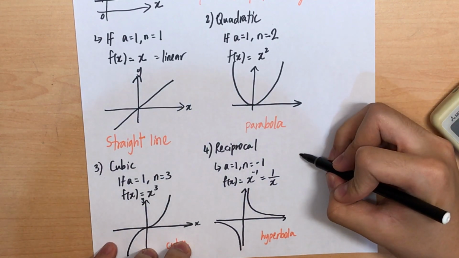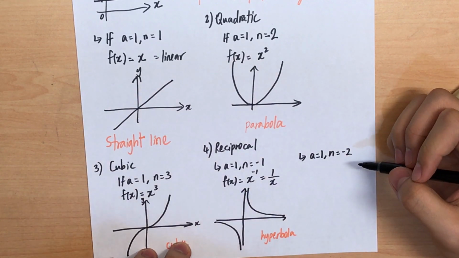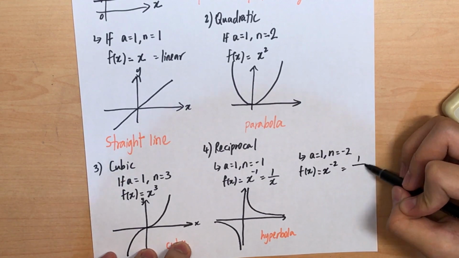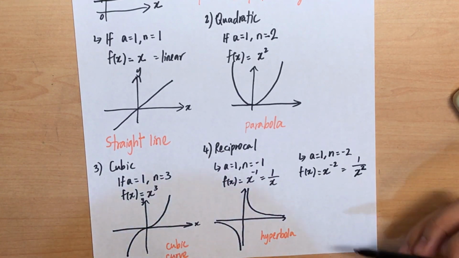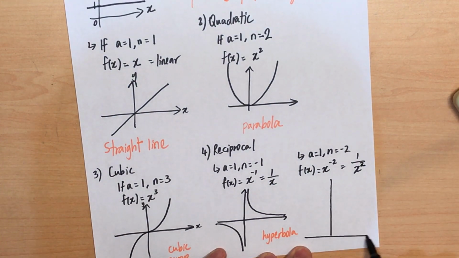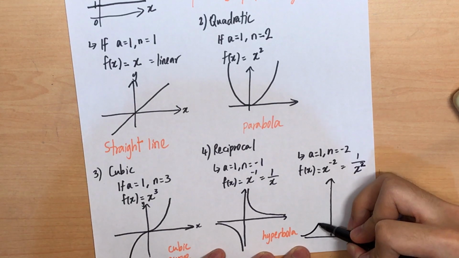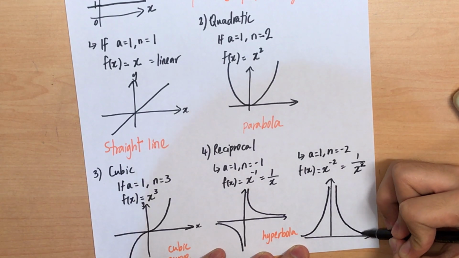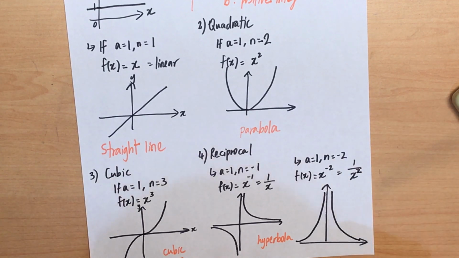The second type of reciprocal graph is when a is 1 and n is -2. Then f(x) is x to the power of -2, or you can say it's 1 over x squared. This type of graph will look like this, going to infinity as well. This kind of shape is also called a hyperbola. Reciprocal function.